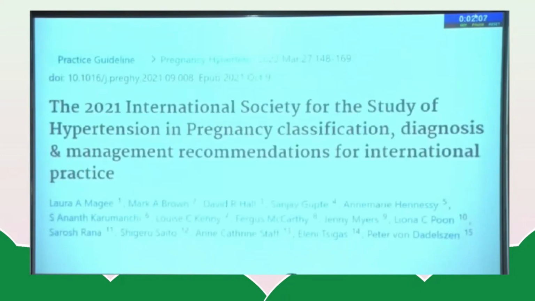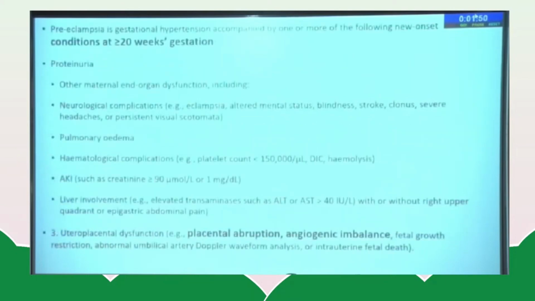Another part, redefinition according to biomarkers. It happened 2 years ago. That's very important for us: the society, the International Society for the Study of Hypertension in Pregnancy, again modified the classification of preeclampsia. And look at these criteria. These angiogenesis markers, for the first time, were included in the definition. Look also at this, placental abruption is also included.